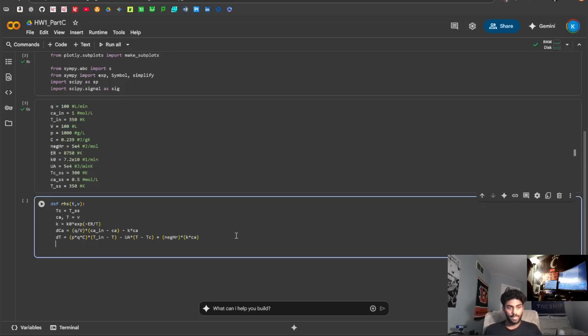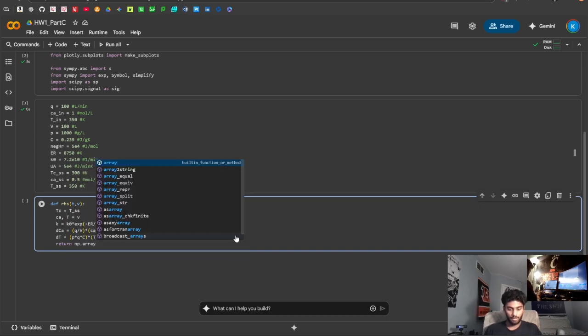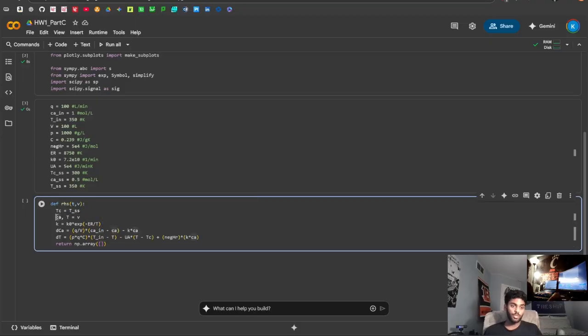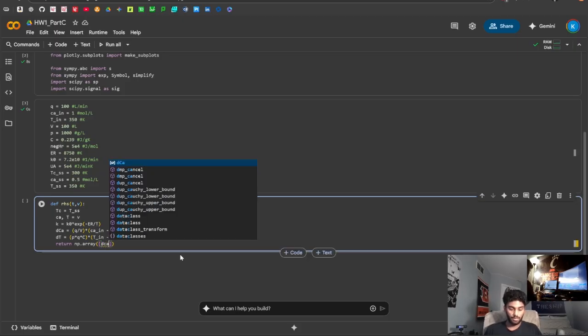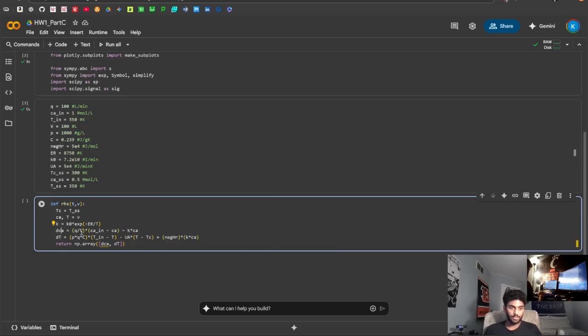Now, what we want this function to do is return us an array. So np.array, and go something like this. And we want to return our dCA and dt in the order in which we put the vectors, otherwise the math won't be correct. So we just want to follow this convention. We put CA and then T. So that's what we're going to do here. We're going to go dCA and then dt. Should be a lowercase, just follow convention.